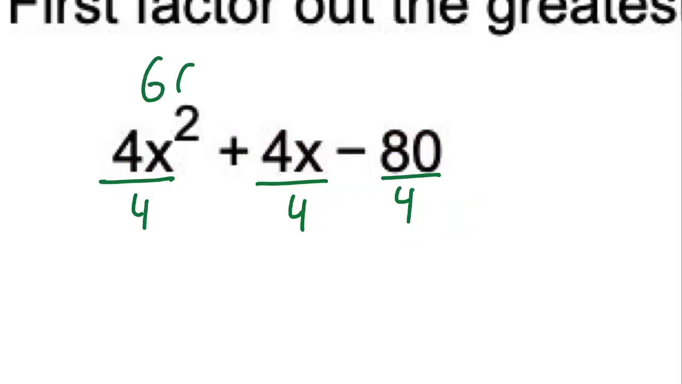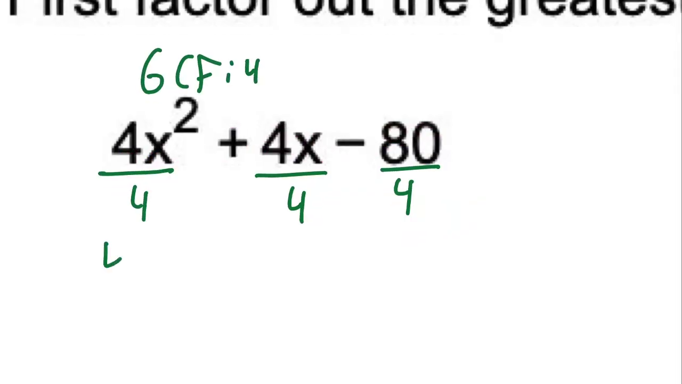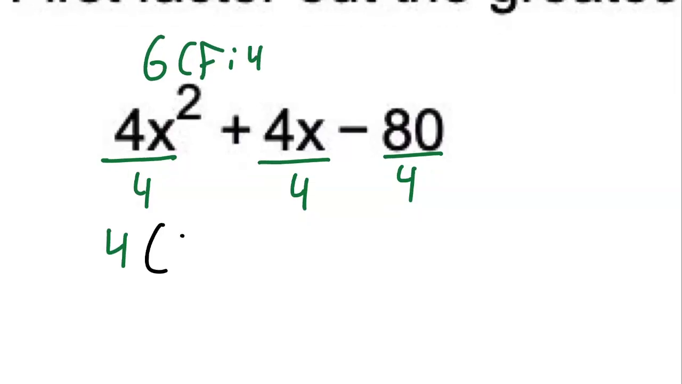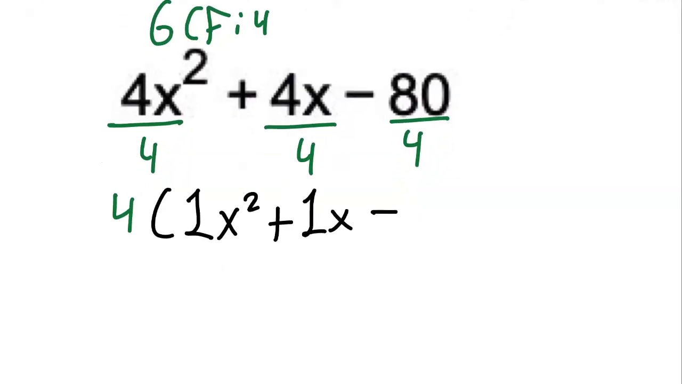So my greatest common factor is 4. So if I divide everything by 4, what am I left with? 1, right? 4 divided by 4 is 1. 4 divided by 4 is also 1. And what's negative 80 divided by 4? Negative 20.